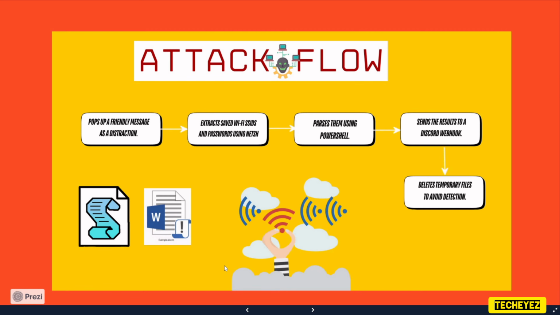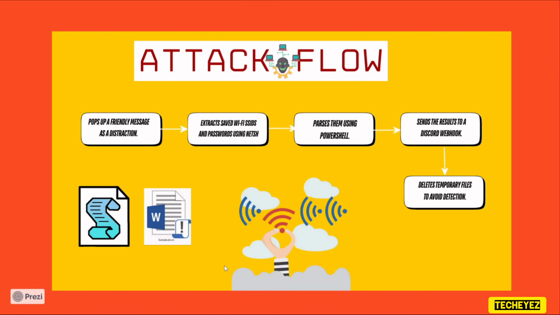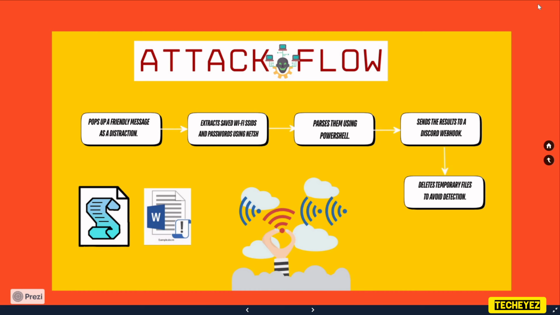Then it uses the built-in netsh command to export all the saved Wi-Fi profiles, including clear text passwords, into XML files. Next, PowerShell parses these files to extract SSIDs and passwords. The fetched credentials are then formatted and sent to the Discord webhook, which acts as a command and control channel. And finally, the script deletes the XML files to erase evidence and avoid detection.